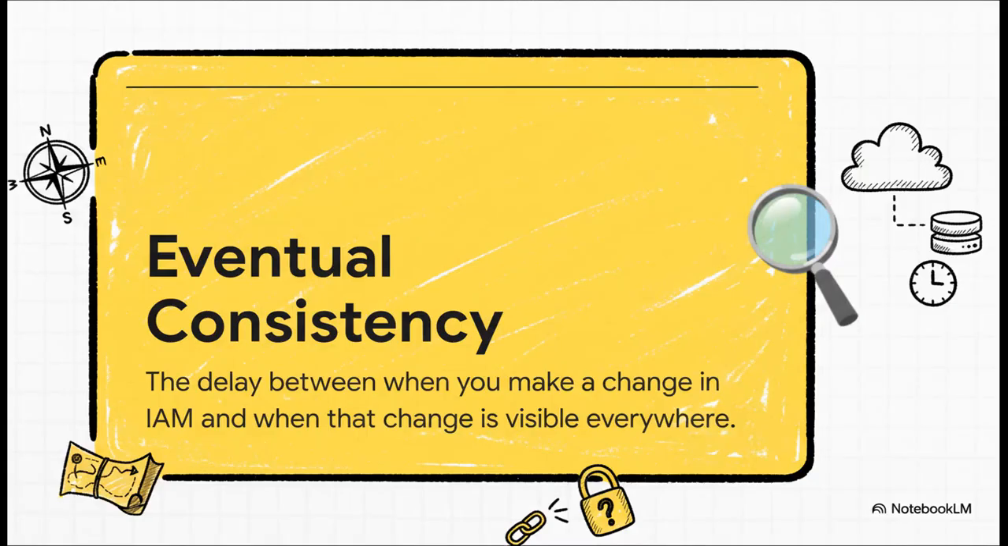Now, here's a little gremlin that can drive you absolutely crazy. Sometimes you're sure you fixed a policy, but you still get an error. What gives? Well, it's probably eventual consistency. See, IAM is a massive global service. When you make a change, it takes a little bit of time for that change to spread everywhere.